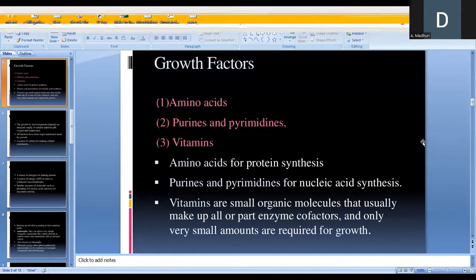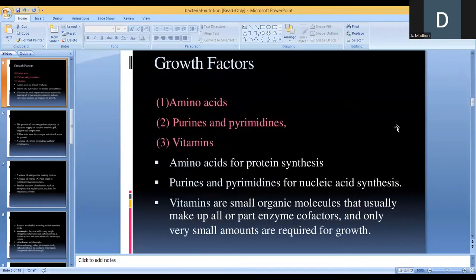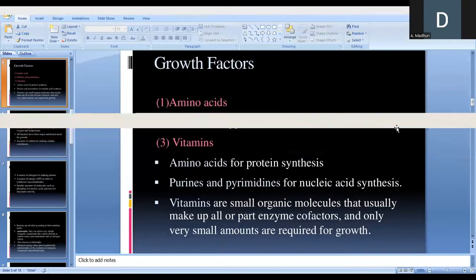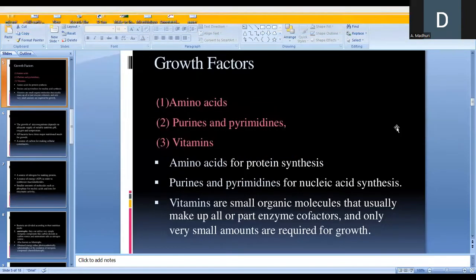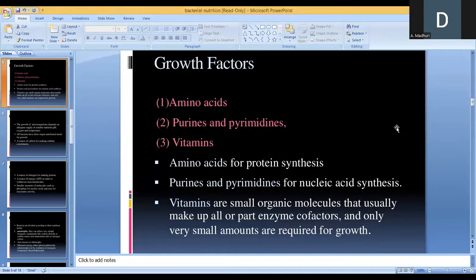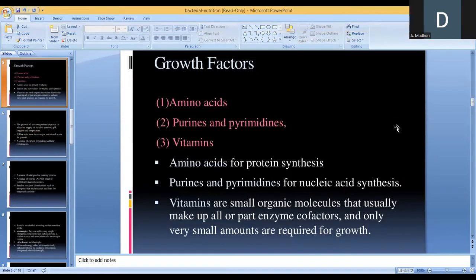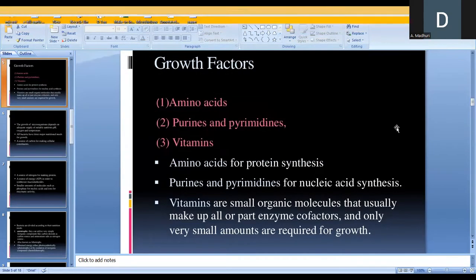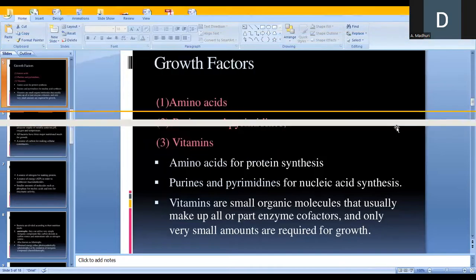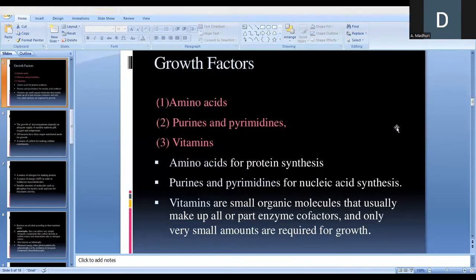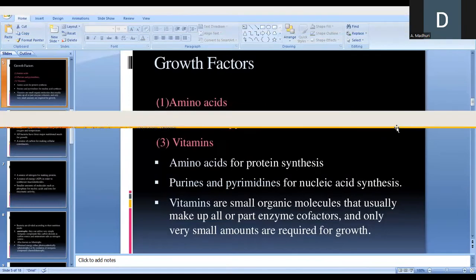And apart from this, not only macronutrients, not only micronutrients or trace elements, cells also require growth factors. Growth factors are amino acids, purines and pyrimidines, and vitamins. So here, these amino acids are required for protein synthesis. You know, the proteins are the building blocks of the cell. Any cell, proteins are very much required. So sometimes you may have to give these amino acids in the growth media for the growth of the cells.